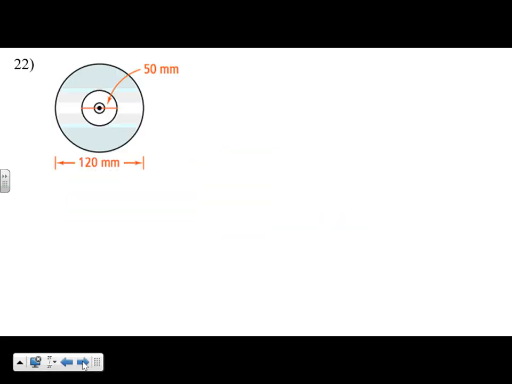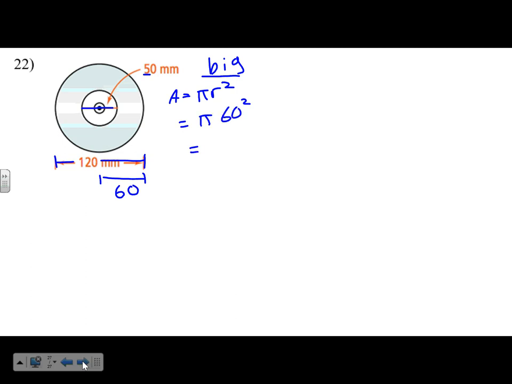So the last one, we have a CD here. So we have a circle with a smaller circle in the middle. Notice that this is the diameter. It goes from here to here. And this is the diameter. It goes all the way across. So again, I'm going to find the bigger area. So that is pi times radius squared. Now again, if that whole diameter is 120, the radius is half of that. So the radius is 60. So it's pi times 60 squared. If I were you, I would leave it in terms of pi for right now. That's going to make life easier.